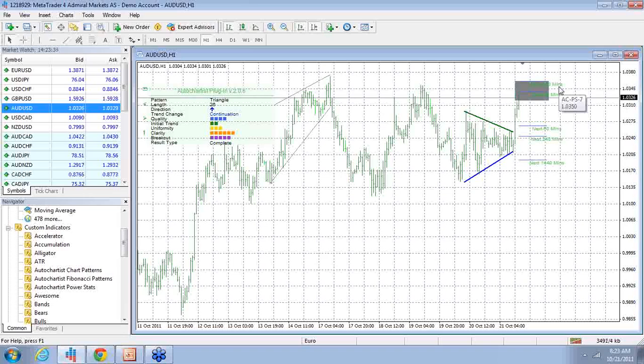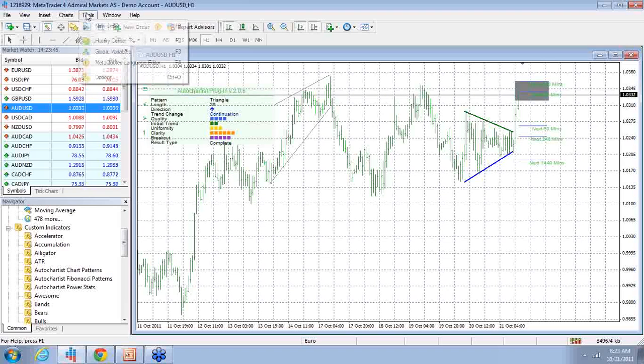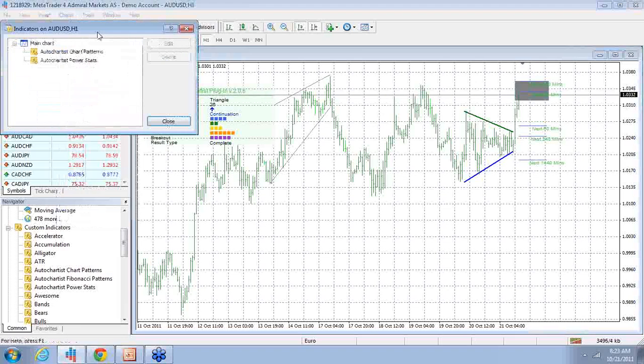So that's an example of how you want to use the chart patterns, this chart pattern target zone, with the Autochartist power stats. Now we'll take out these power stats for now. We'll get back to that in a second.